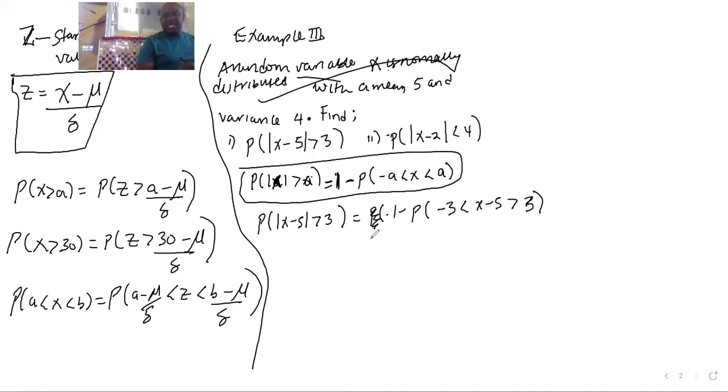Now, this question, because it has magnitude, you have to simplify. 1 minus probability of, bring the negative 5 to negative 3. You will get 5 minus 3 is less than X.